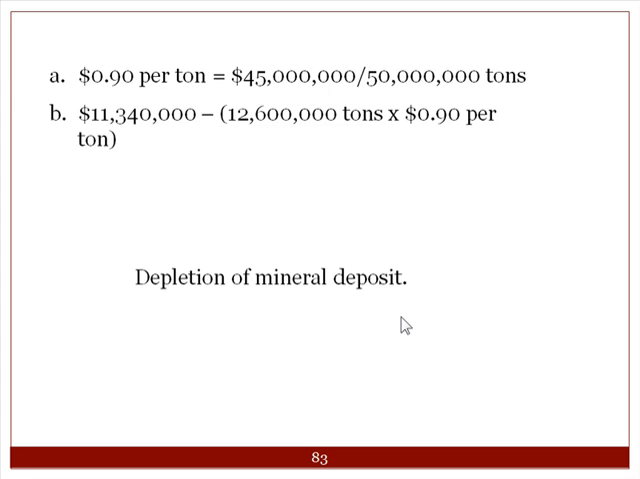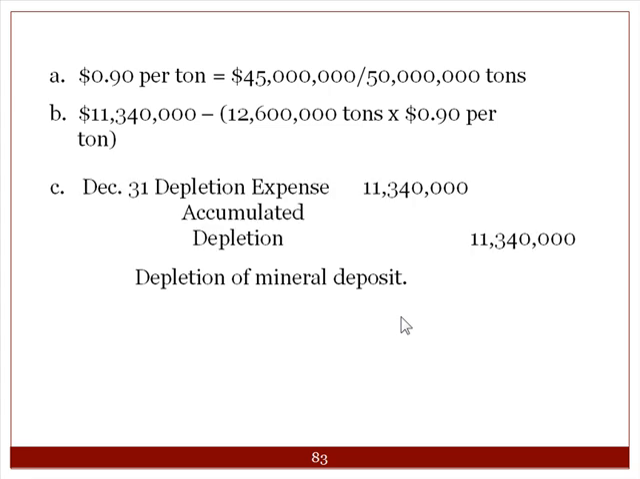12,600 tons at 90 cents is 11.34 million, and there's your entry.